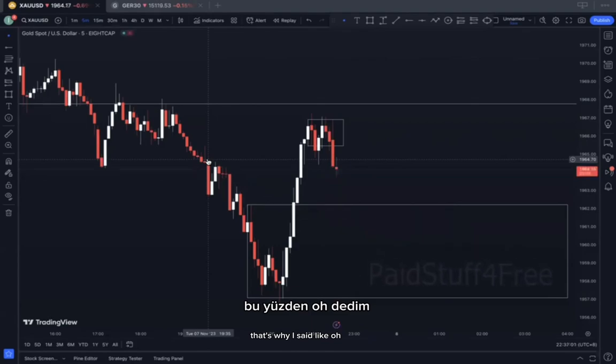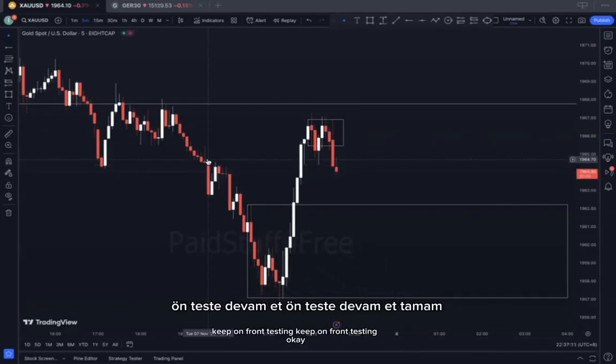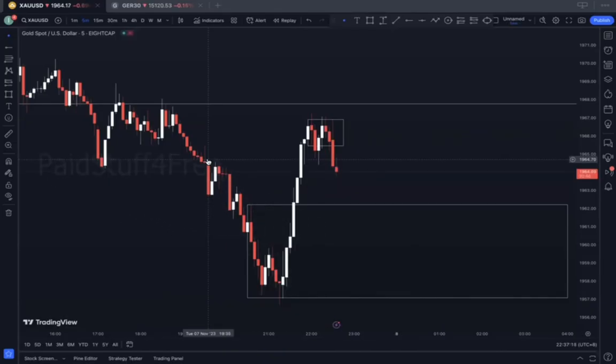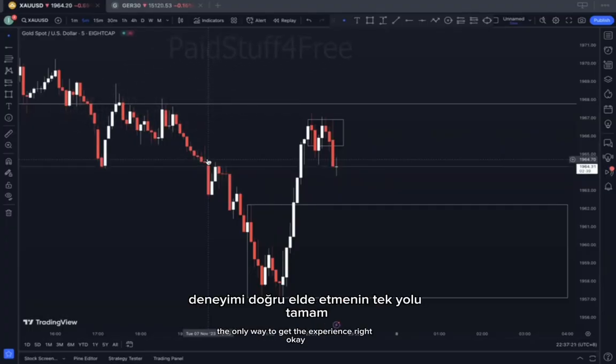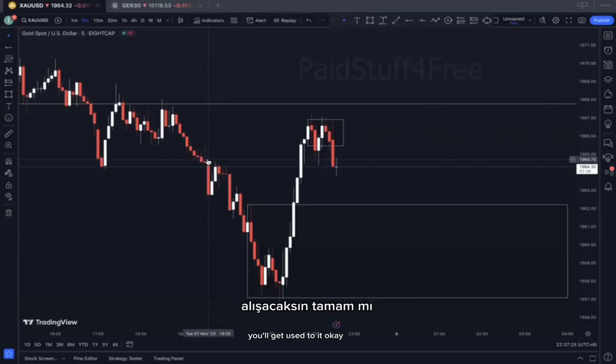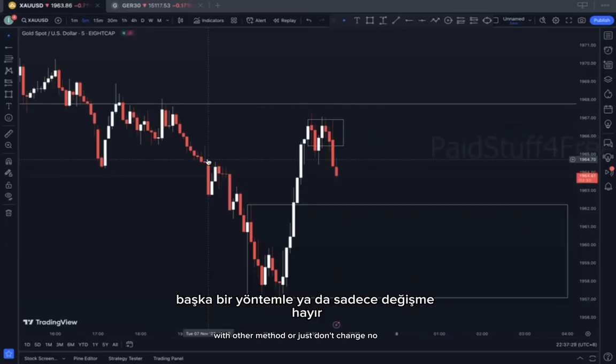That's why I said, for your condition right now, the best thing that you can do is keep on front testing, keep on doing it, because from front testing is the only way to get the experience, right? One day you'll get used to it. Just don't mix this method with other methods.